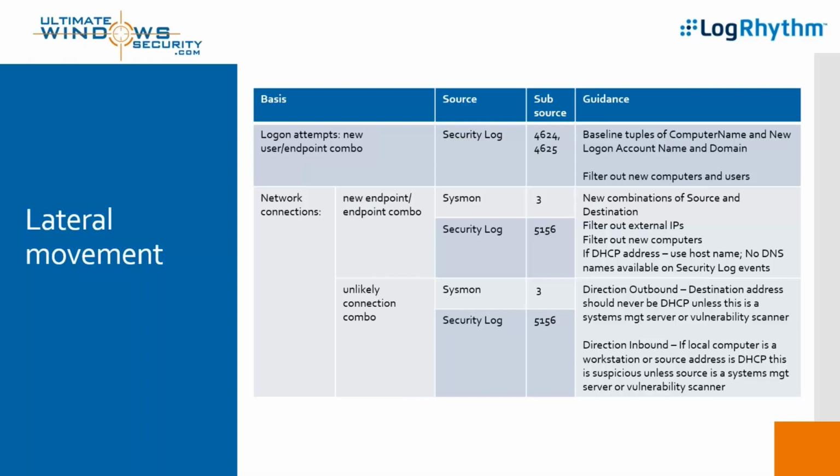the direction. And the direction is outbound, and the destination address should never be DHCP unless the source computer, the computer that logged the event, is a systems management server or vulnerability scanner, which in this case we should be filtering out. Do you see what I'm getting at there? We're seeing this computer try to reach out and get into a likely workstation from over the network. That should be really limited because workstations aren't servers.